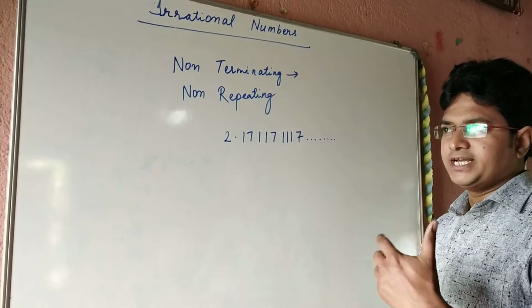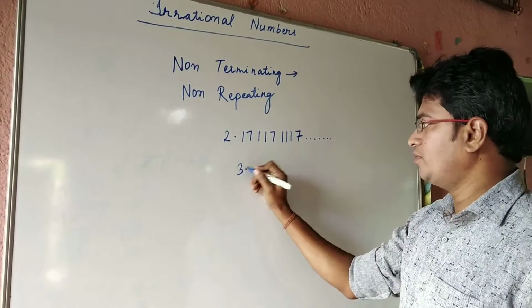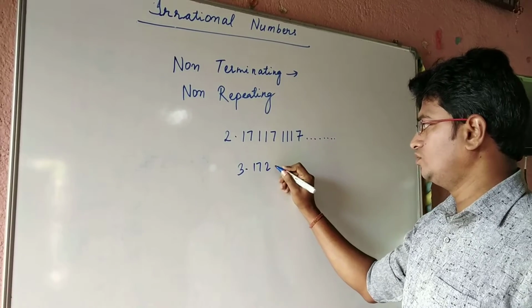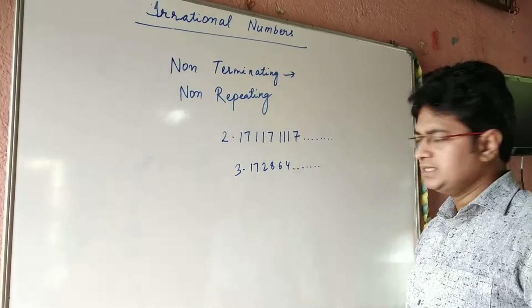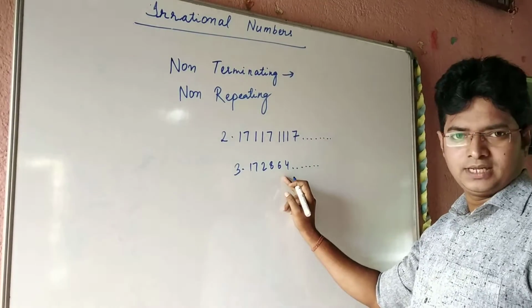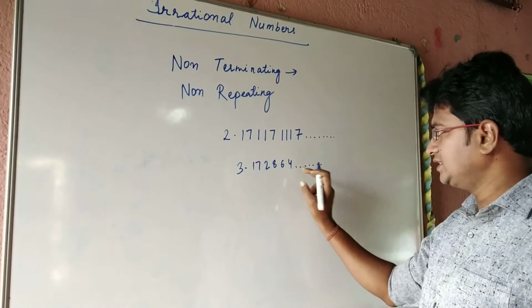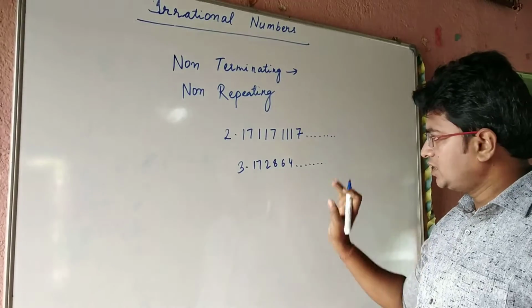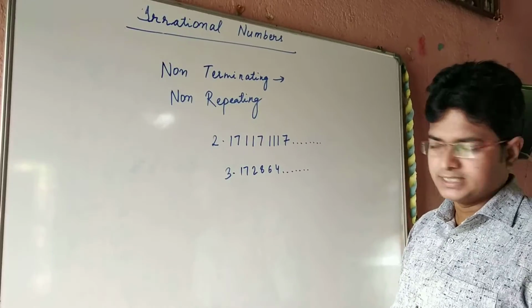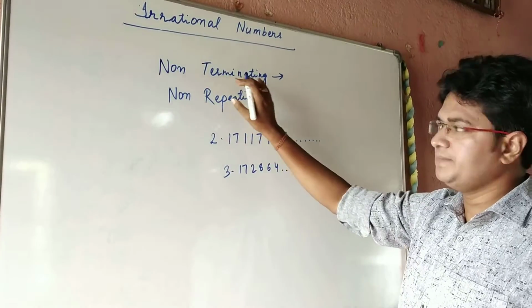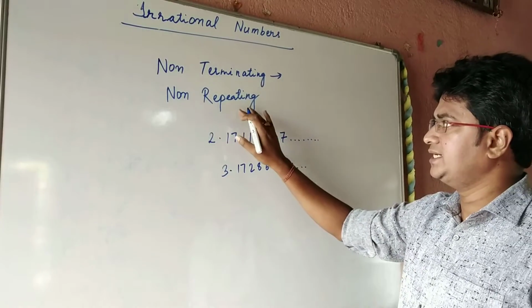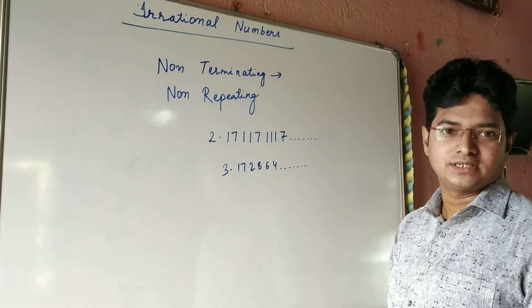Suppose that if you want to take any example, 3.172864, if I am putting a dot here, see here different numbers are there, and this dot represents that it is not coming to an end. So the numbers which are not coming to an end, which means it is non-terminating and it is non-repeating, are said to be irrational numbers.